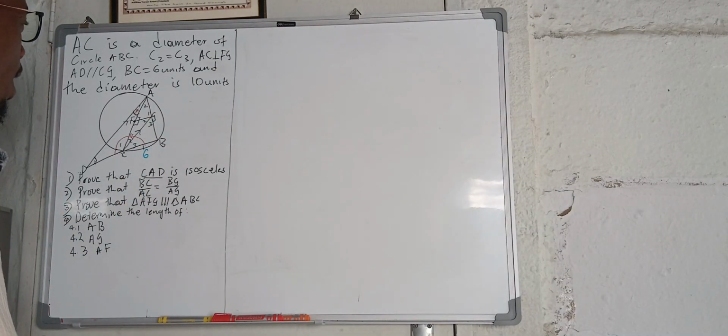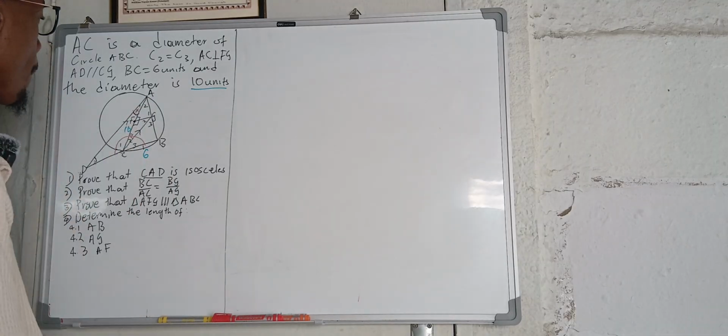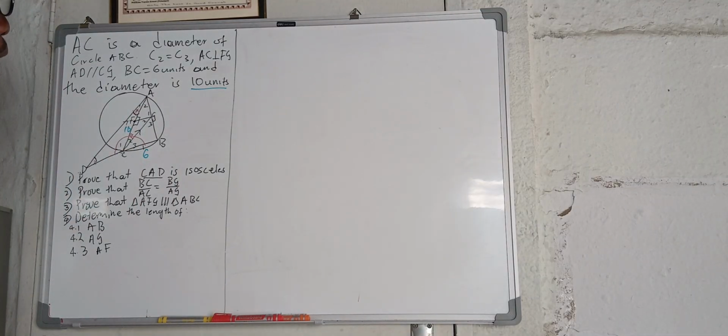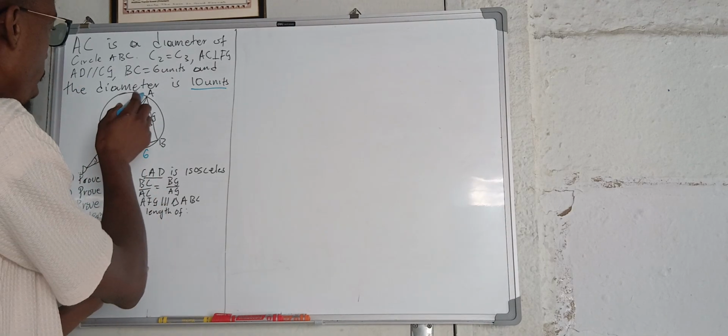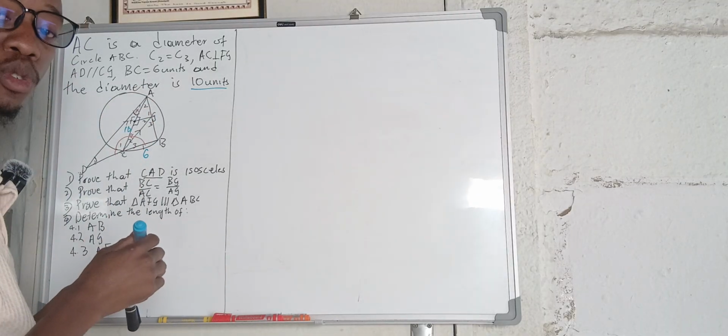And then we have AC. Where's AC? AC is our diameter. We are given that the diameter is 10 units, so this is 10. Now I want to find AB. If you can check something, look at line AC. AC is a diameter. Please, my diagram is not drawn to scale.